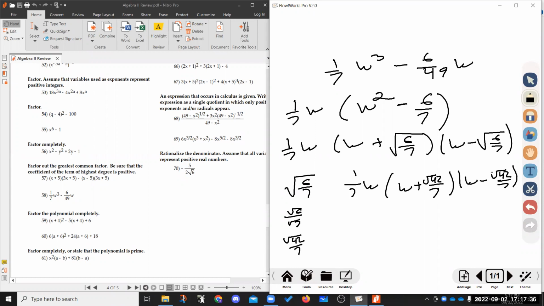So other ways we could have done this, I could have pulled out 1 over 49 and had a 7w to the third minus 6, but it would have given us the same answers.